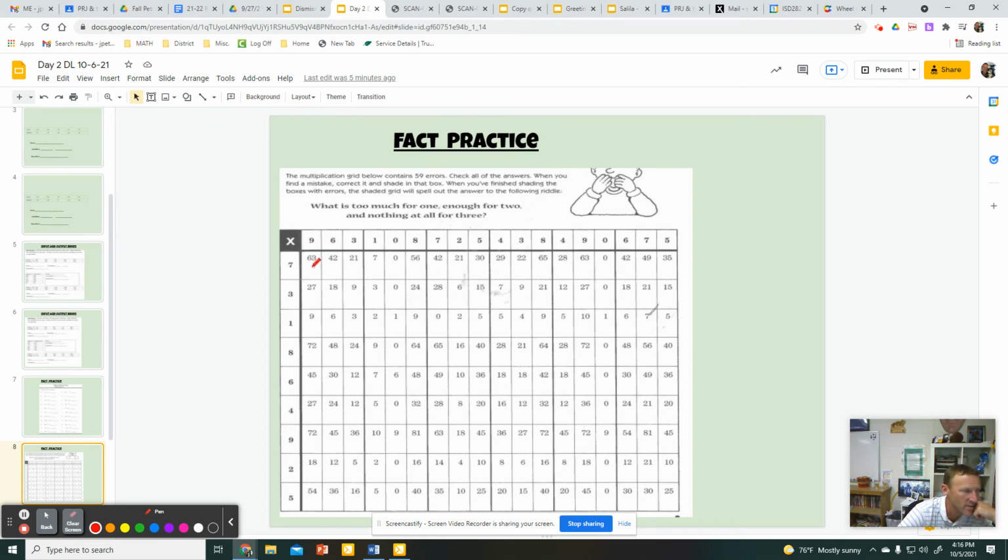7 times 9 is 63. Oh, that's right. 7 times 6 is 42. That's right. 3 times 7 is 21. That's right. 7 times 1 is 7. 7 times 0 is 0. 7 times 8, 56. 7 times 7. There's my first error. So I'm going to write in the correct answer. Might want a pen or something. And then you're going to shade it in. Now, if I was going to shade it, I'd probably want to go with a little bit of a lighter color so that my answer would still kind of bleed through there. My yellow doesn't work so well, but excuse me, you get the idea.